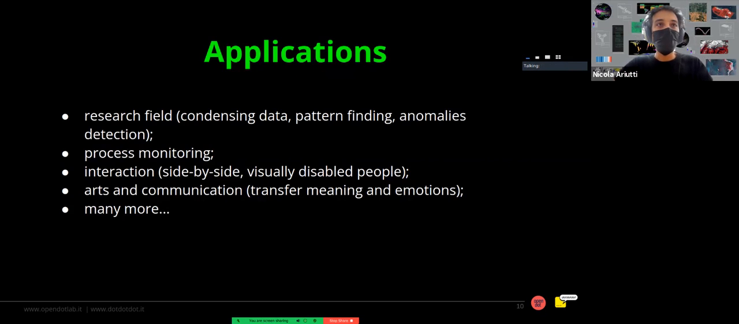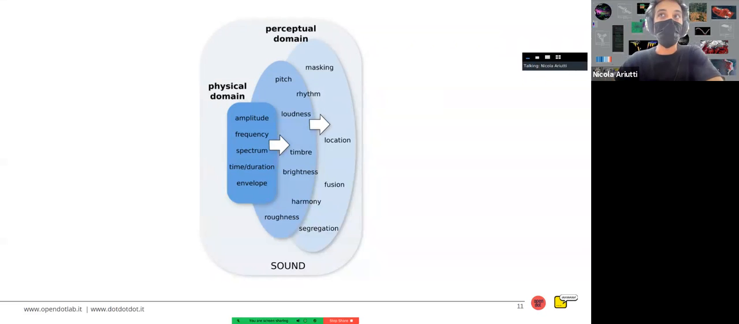But because we are talking of sound and we are trying to find a way to convey information using sound, we also have to understand what sound is. What we are going to see now are things that we are going to use also later when we talk about SuperCollider. Sound, we know, is a multidimensional phenomenon, and we can look at it from at least two different points of view.